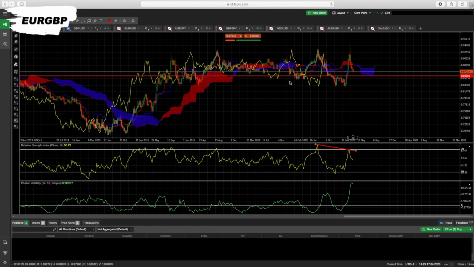I think we're just going to remain consolidated at this level and possibly for a while. So I'm just going to leave it as it is for the moment and leave that support level in there and move on to the next pair.